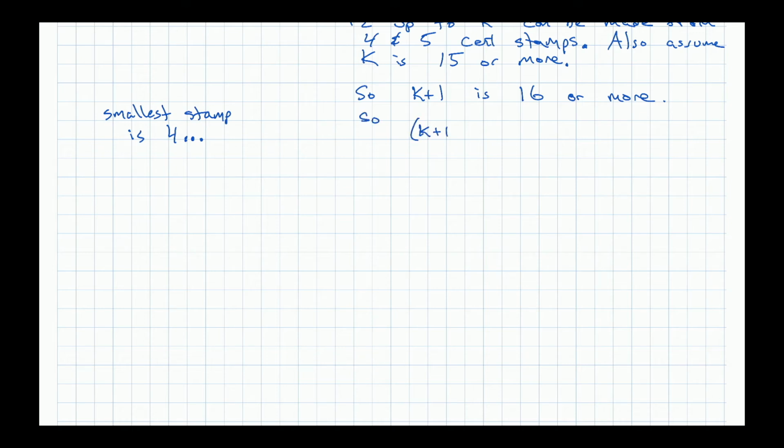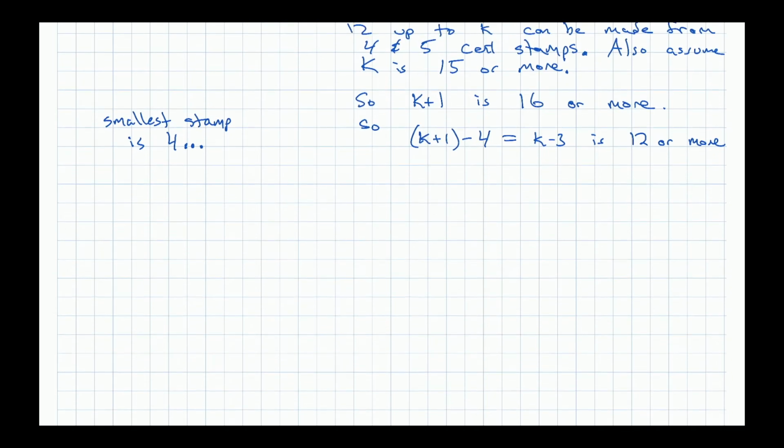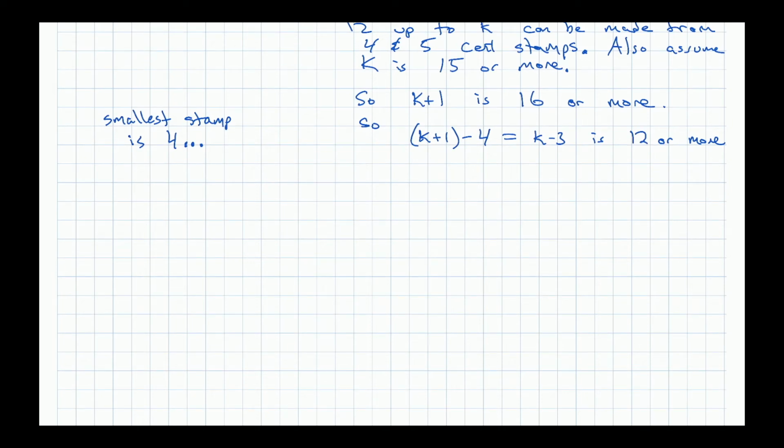So k plus 1 minus 4 is what? k plus 1 minus 4. That's just k minus 3, right? How big is it, though? Well, if k plus 1 is 16 or more, and then you subtract 4, then k minus 3 is 12 or more. I know that there are so many numbers that it's starting to get confusing here. But k is 15 or more, k plus 1 is 16 or more, k minus 3 is 12 or more. So all of those are consistent with each other, right? It's just a lot of writing. Okay, so k minus 3 is 12 or more.